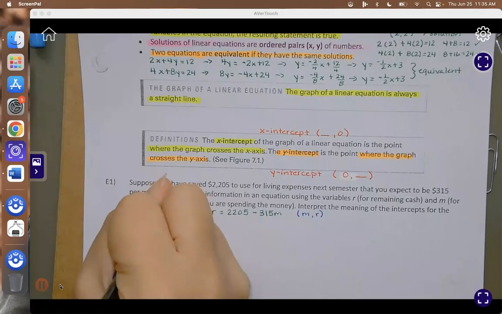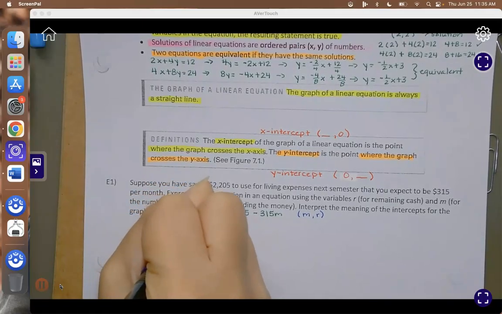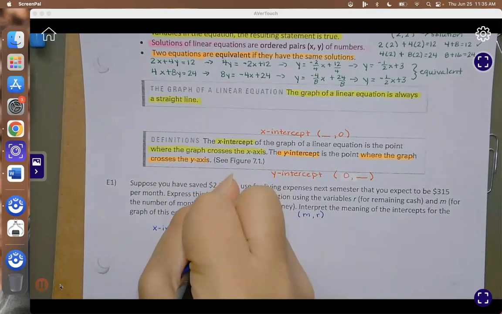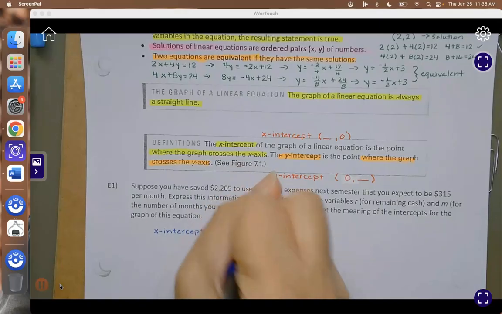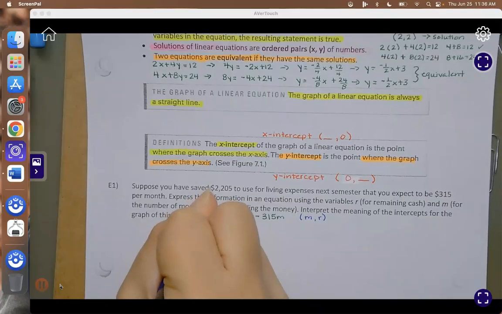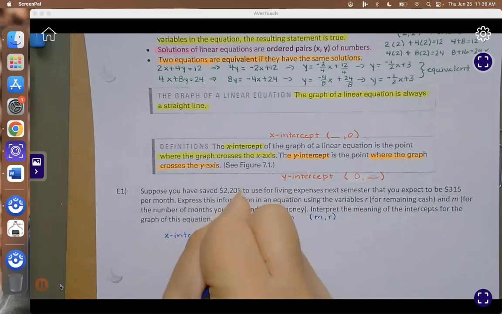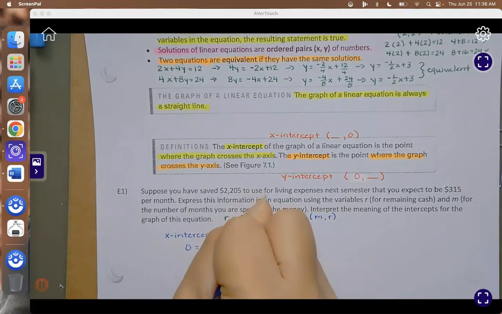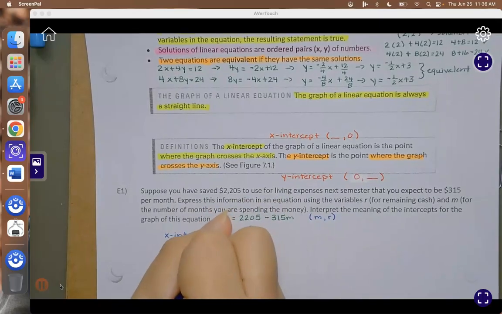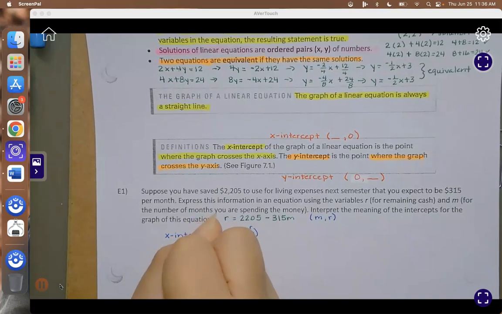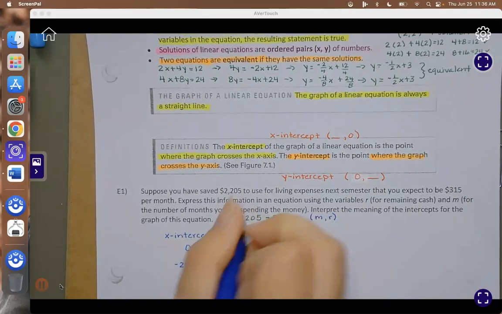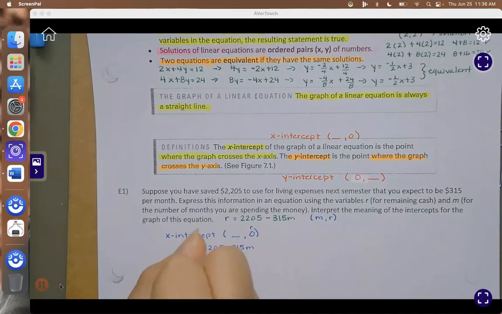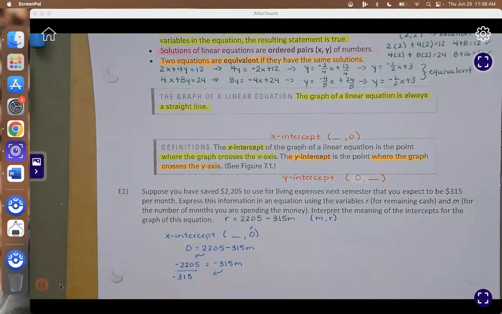Okay, so they asked us to find and interpret the meanings of the intercepts. So the first thing we're going to find is our x-intercept. Remember, for our x-intercept, the y value is 0. So that means that r is 0. So we're going to plug in 0 for r and solve. So we're going to move the $2,205 over by subtraction. And here, we're going to divide by negative $315. So that means that M is 7.